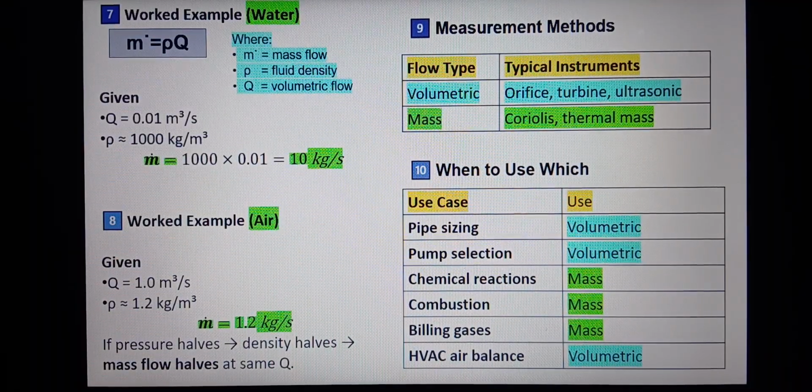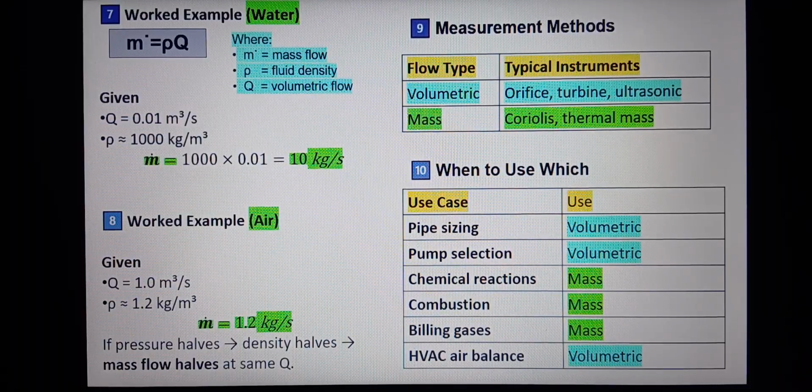Here's a worked example for water, where mass flow is equal to rho times Q, where m dot is the mass flow, rho is the fluid density, and Q is the volumetric flow. For Q, it is given as 0.01 meter cubed per second, where the density is 1,000 kilograms per cubic meter. The mass flow is equal to 1,000 times 0.01, which will equal 10 kilograms per second.